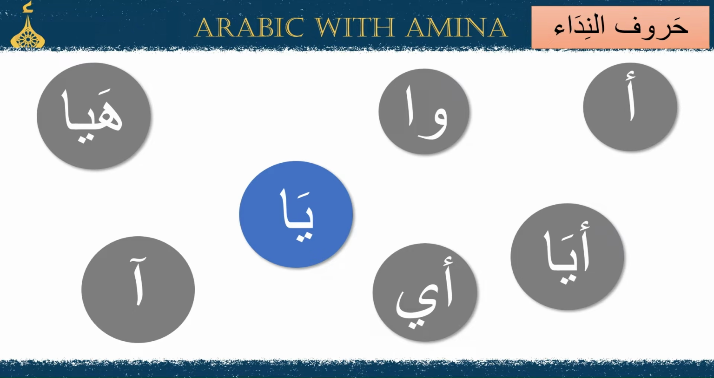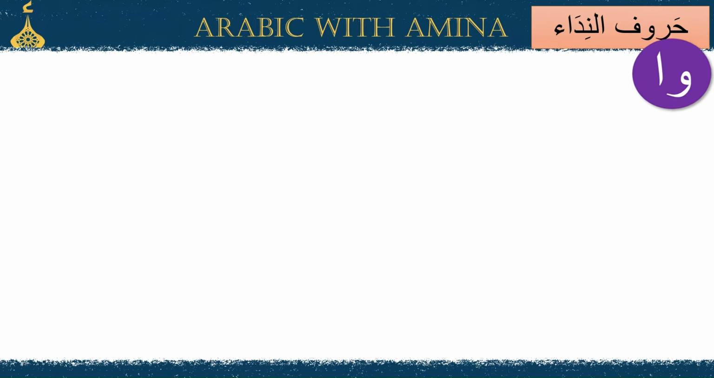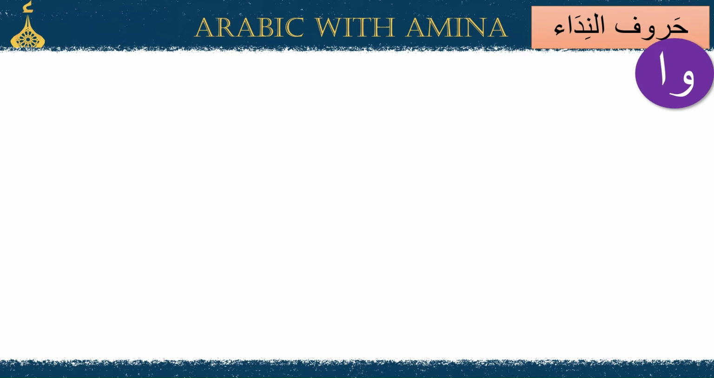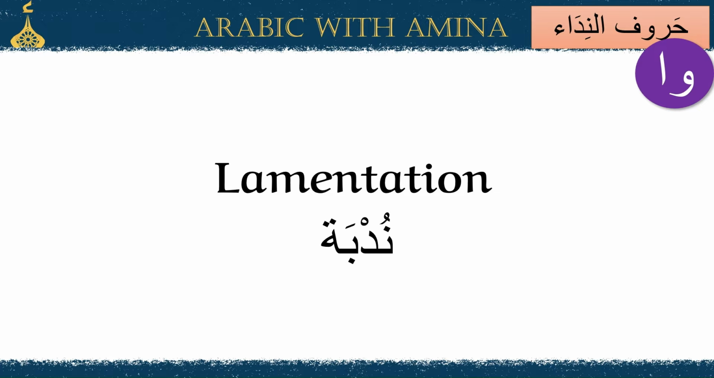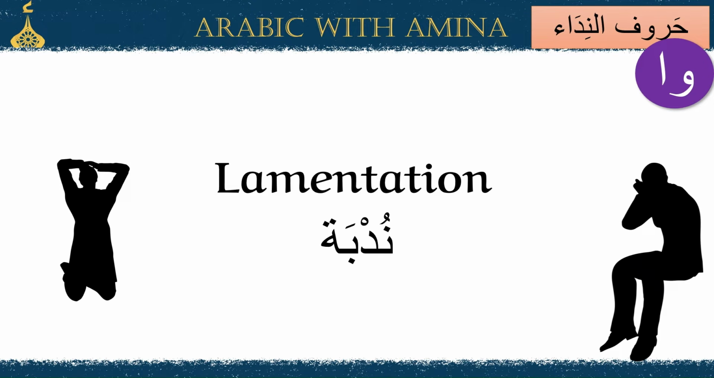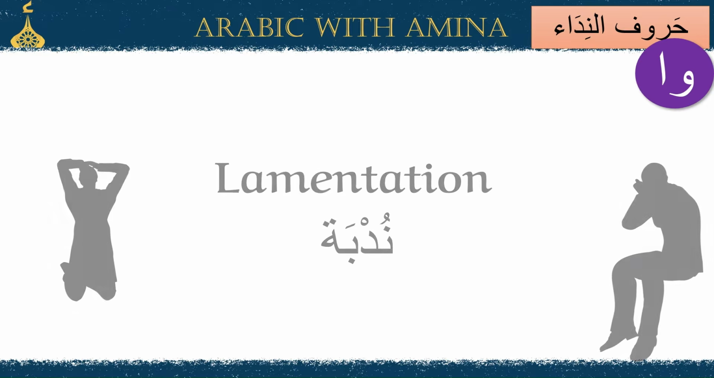First off with wa. Waw, alif. This is a vocative particle, meaning it's used when communicating with someone. However, it's used mainly for lamentation, nudba, which means it's often used to express sadness, impatience, or after a disaster has happened. This particle can be used to address people nearby or far away.